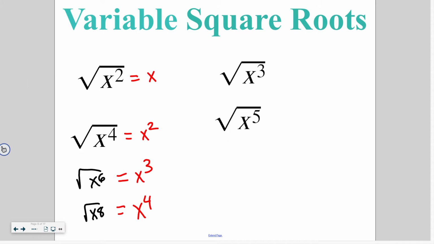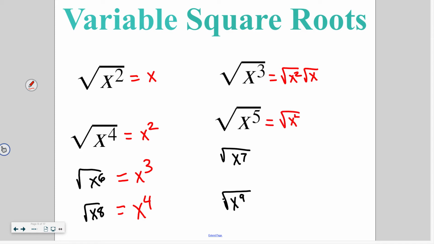When we are looking at odd exponents, so 3, 5, 7, 9, we have to take an extra step in order to be able to solve these. So we're going to split it up into the product of factors and say that x to the 3rd is x squared and x, 2 x's and 1 x. X to the 5th would be x to the 4th and x. So you're splitting it up so that it's an even number and a single x. Then we can go ahead and solve that.